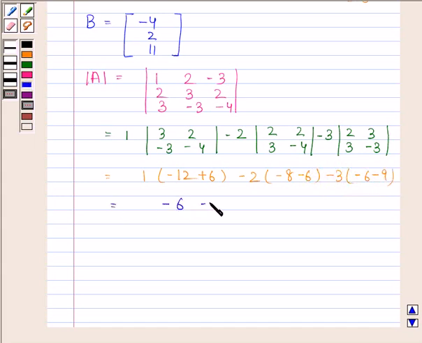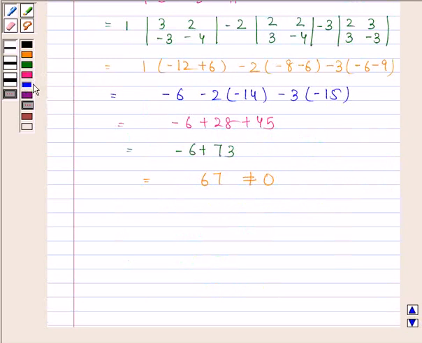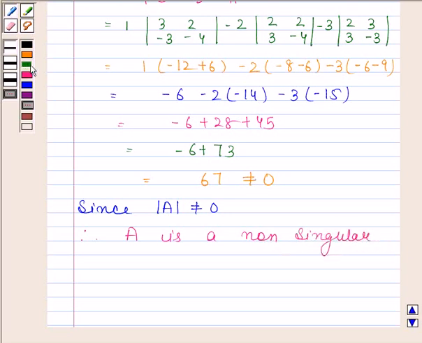This is equal to minus 6, minus 2 into minus 14, minus 3 into minus 15. This is equal to minus 6 plus 28 plus 45. This is equal to minus 6 plus 73, and this is equal to 67, which is not equal to 0. So since the determinant of A is not equal to 0, therefore A is a non-singular matrix. This implies A inverse exists.